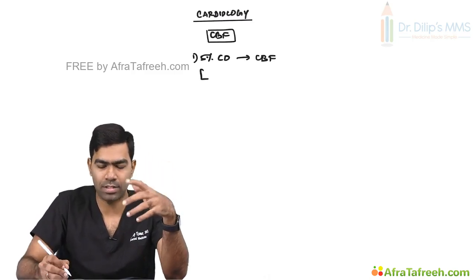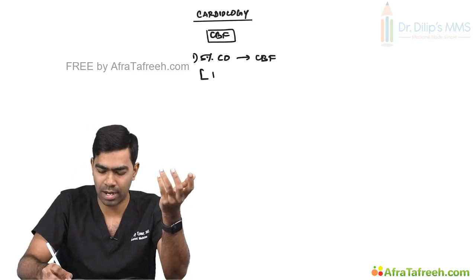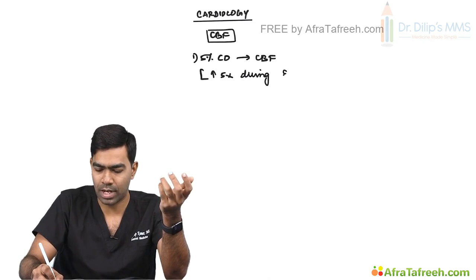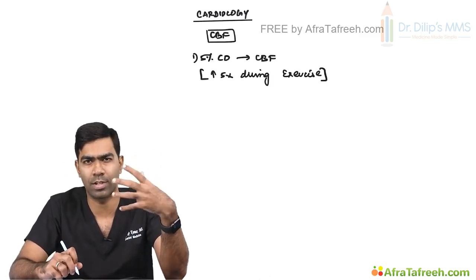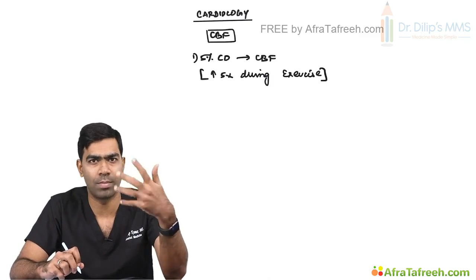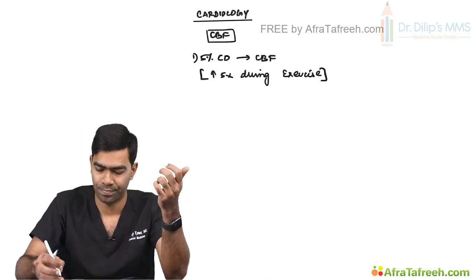And remember that this is not fixed and it can be increased by 5 times during exercise, which means the cardiac output is going to increase during exercise, and the coronary blood flow is also going to increase during exercise, because exercise poses a huge demand on the myocardium to contract more.